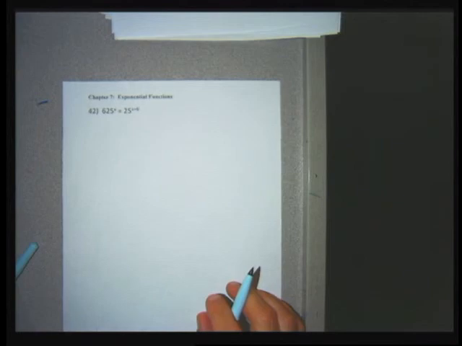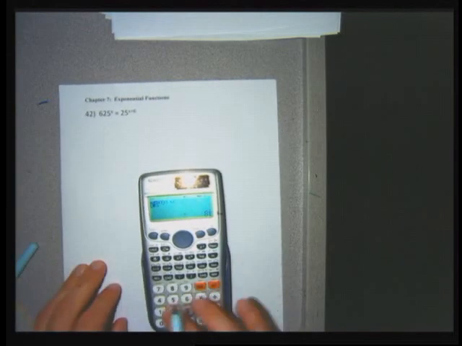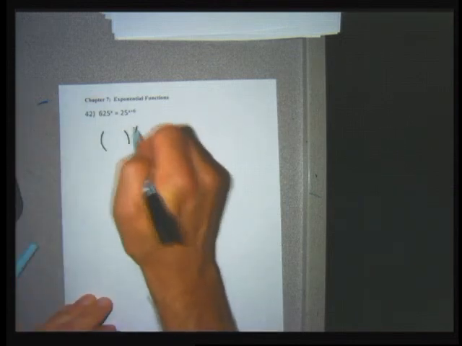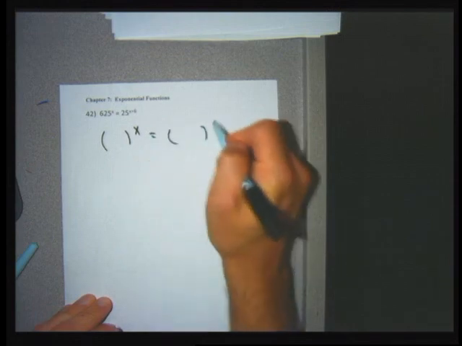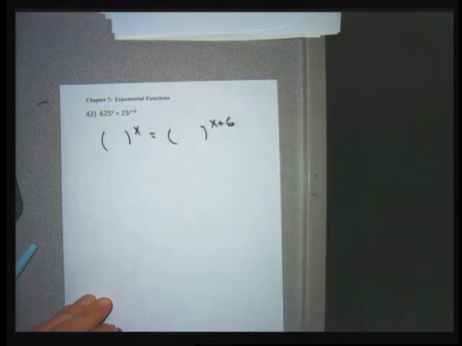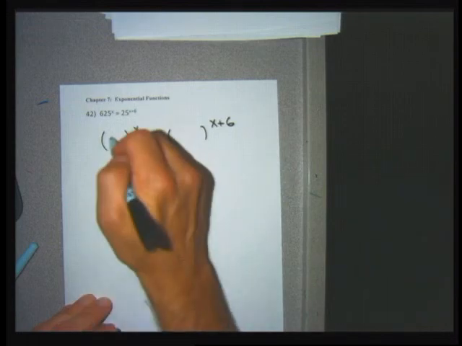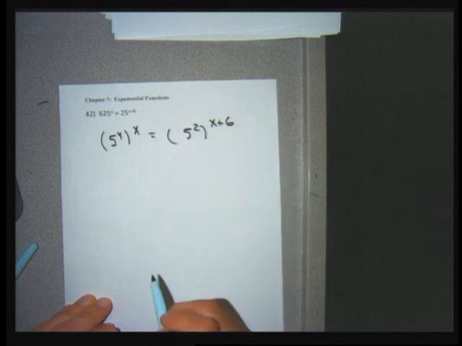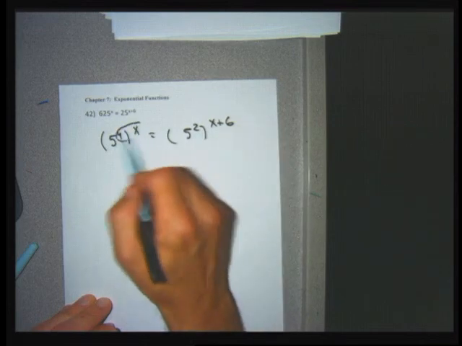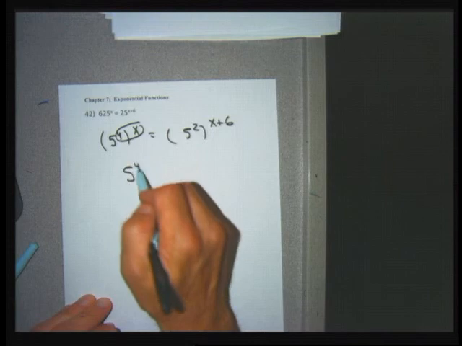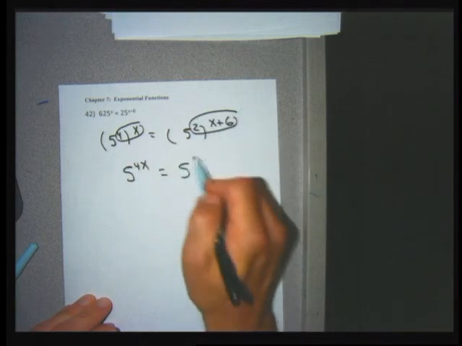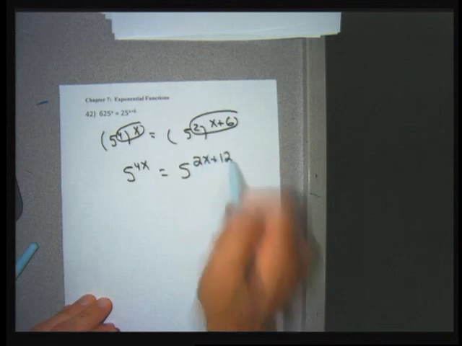625 is 5 to the 4th power, believe it or not. 625 equals 5 to the 4th power. And so I'm going to rewrite this with the prime factoring. 625, I'm going to replace it with 5 to the 4th. 25, I'm going to replace it with 5 squared. I'm going to multiply these exponents to drop the parentheses and get 5 to the 4x. Multiply 2 times x and 2 times 6. Get 5 to the 2x plus 12.